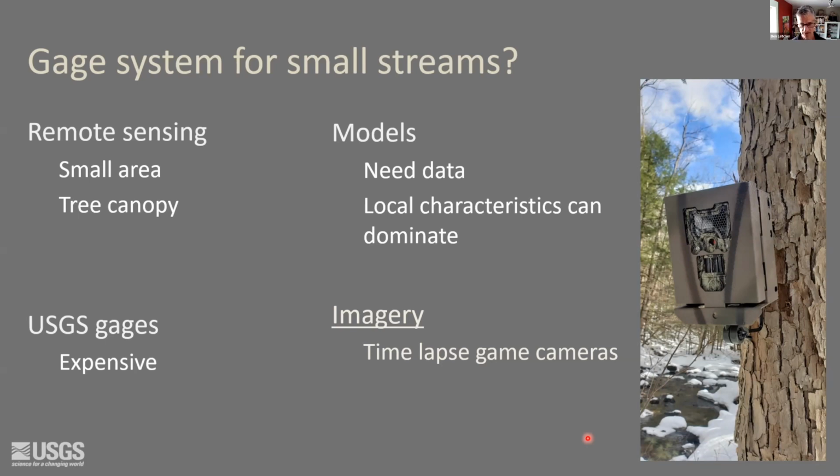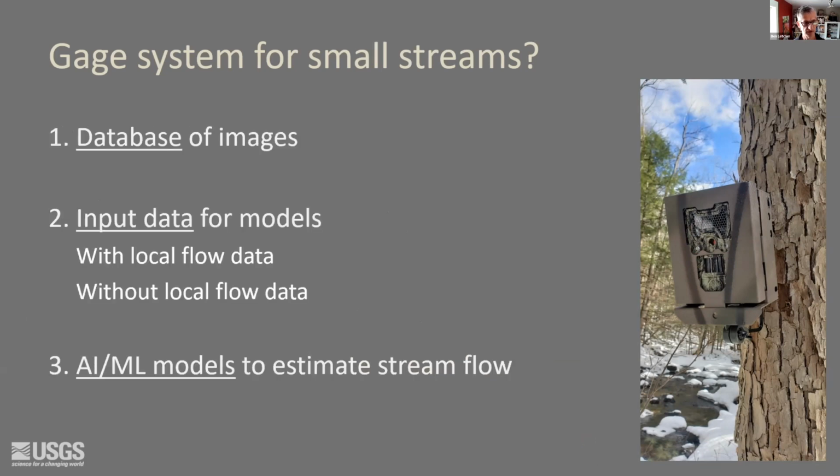So this led us to the idea of using these game cameras, which are relatively cheap and easy to set up and easy to run, to collect images and then see if we can estimate flow from those images. So what do we need to develop a gauge system for small streams? We need three things. One is a database, and I'll show you that quickly.